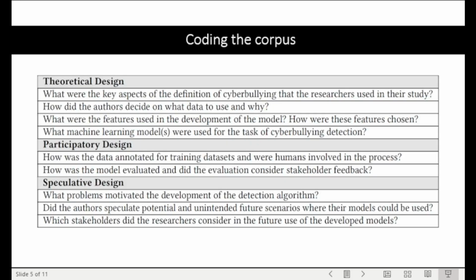Once the saturated corpus of 56 papers was established, we adopted Baumer's three-dimensional conceptual framework on human-centered algorithmic design for qualitatively coding the papers. To align the three dimensions, theoretical, participatory, and speculative design, that capture the human-centeredness of algorithms to a pertinent coding rubric for unpacking the literature on cyberbullying detection, we followed the following approach. We generated questions for each dimension in a deductive way and at the same time used an inductive approach for verification of the validity of the questions.